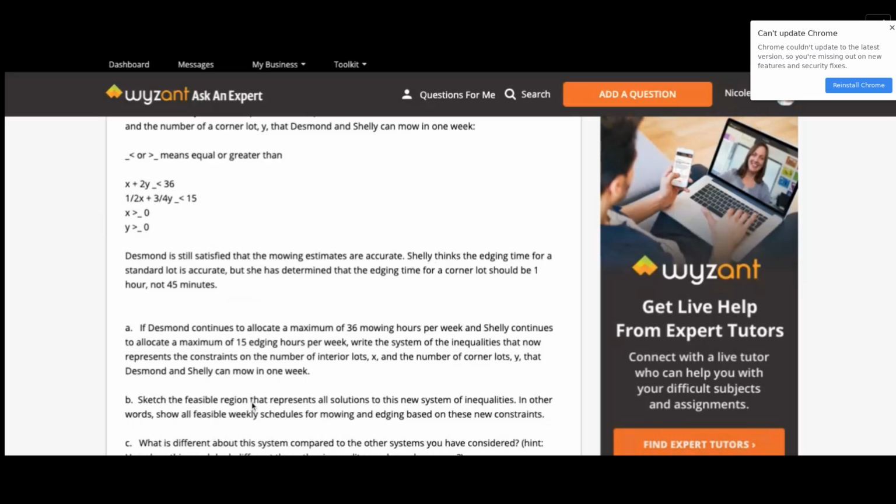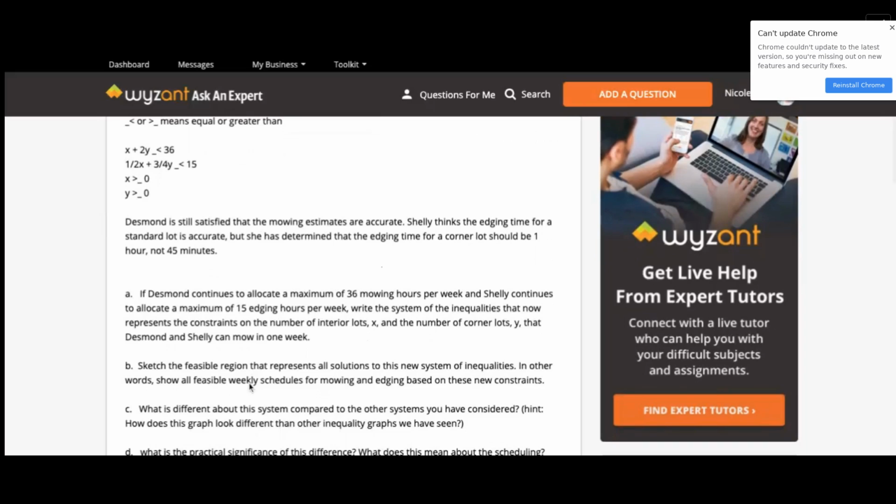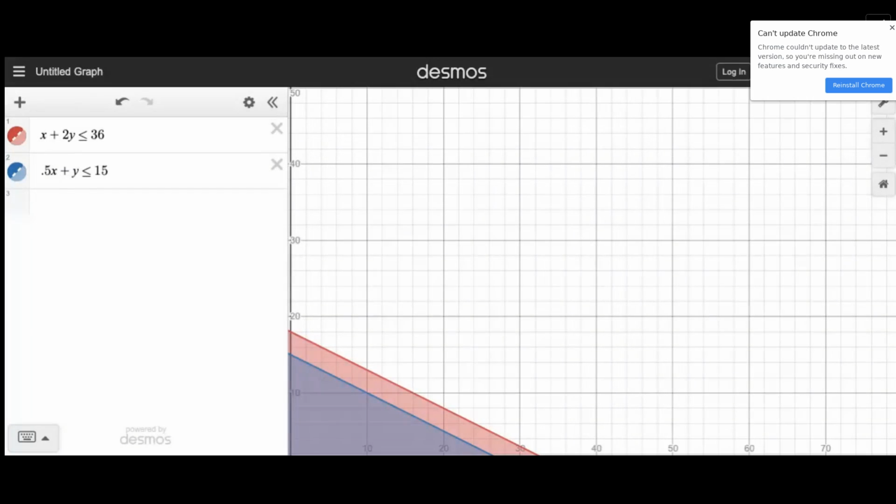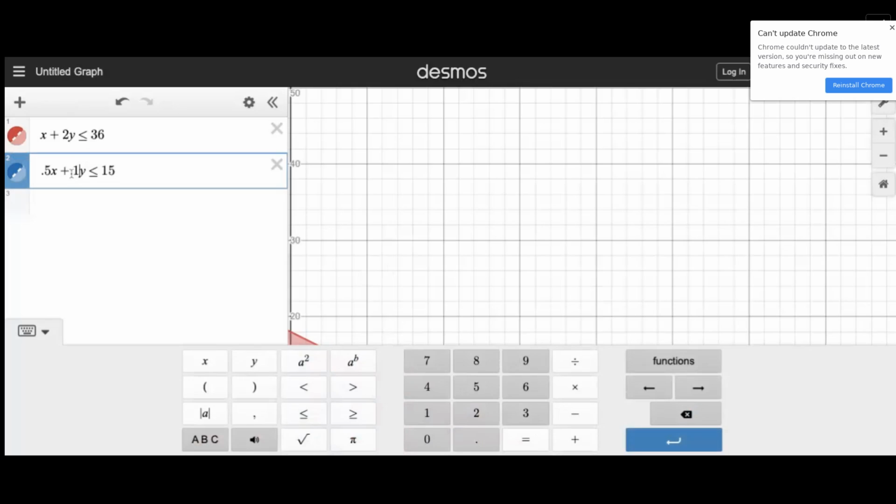And then to sketch the region, we're graphing these two inequalities, and I recommend Desmos. So I'm going to share that tab with you instead now. Okay, so here's the original inequality for the mowing time, and here's the new one for the 1 hour. We can put that 1 there if it helps us understand what we're looking at here.